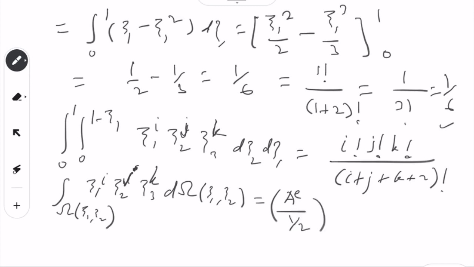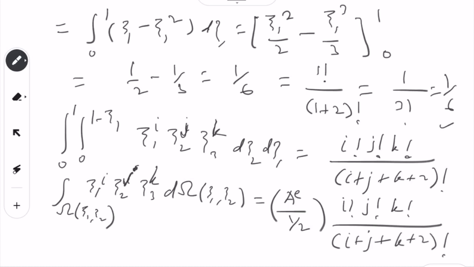Okay, so ratio. In the xy system, this is the area of the triangle. In the xi1 xi2 system, the half is the area of the triangle. So this divided by this one, which comes because of the Jacobian, and then you have this i! j! k! divided by (i plus j plus k plus 2)!. So we can write it like this one, or simply equal to 2A_e multiplied by this one. Yeah, so be careful with that.